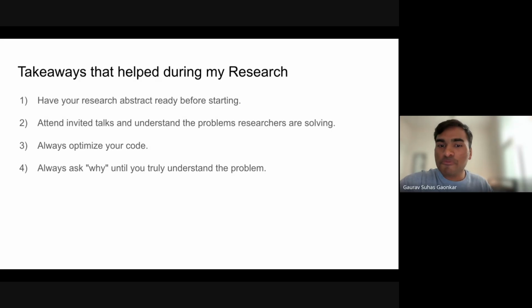One thing I would suggest: please do attend the invited talks. These were really helpful for me. I was able to understand what state-of-the-art research is happening. These talks are really informative and you develop a sense of understanding of the topic that you're involved in when you understand different perspectives.